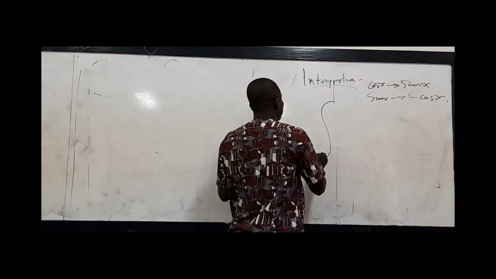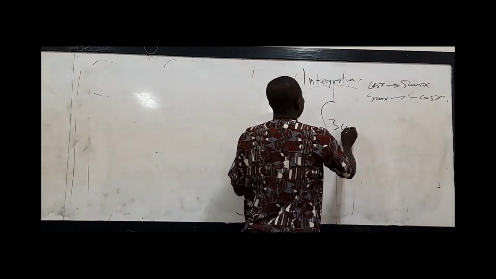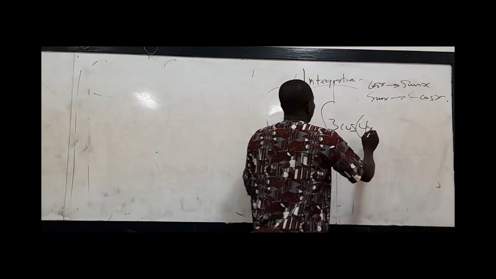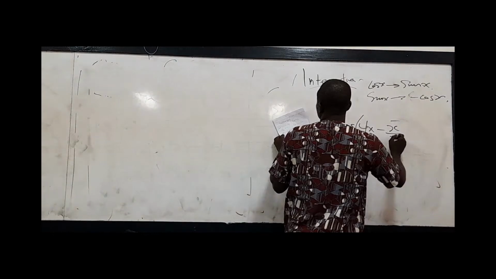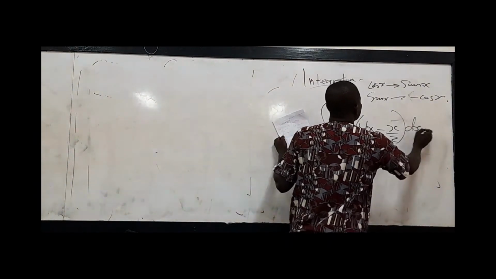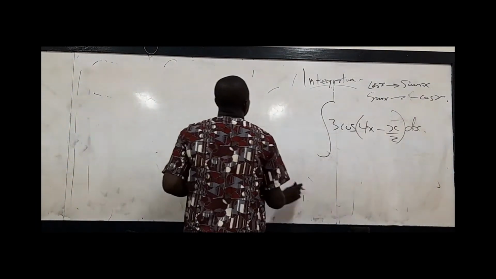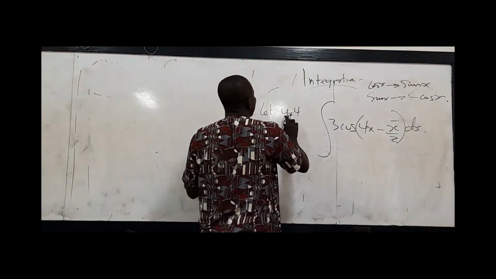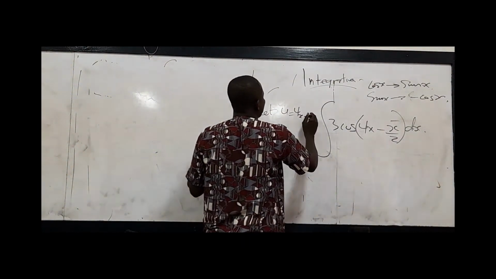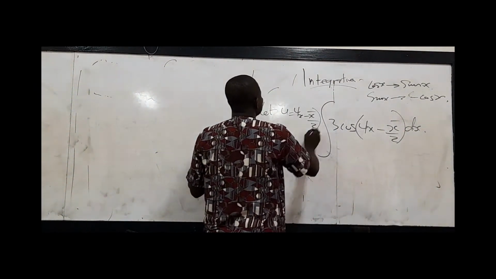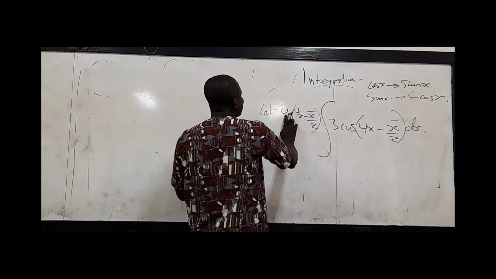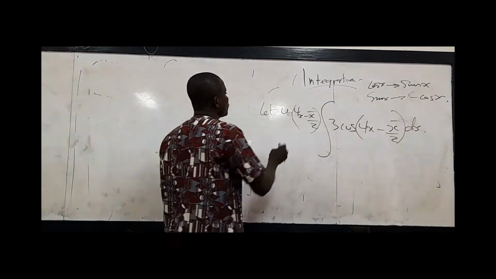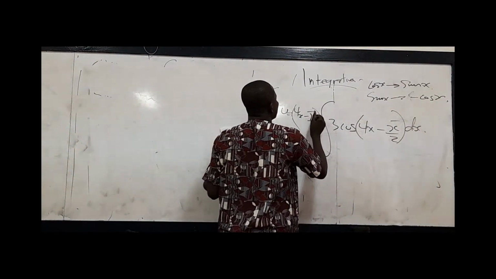We are asked to evaluate the integral of 3 cos(4x − pi/2) dx. Once again, you do what? You let u be equal to what? 4x − pi/2. Note this, that the pi is a number, 3.142. Pi is a number, or 22/7. Note that it is a number, the pi.